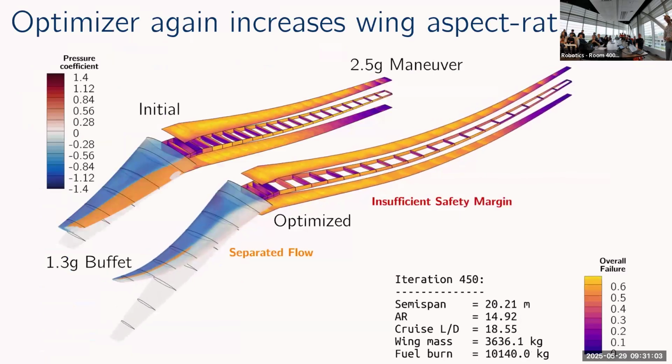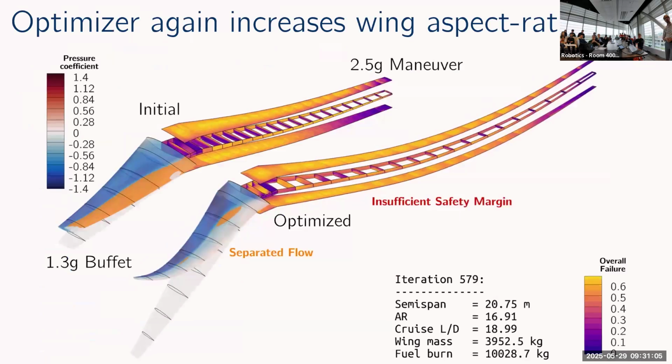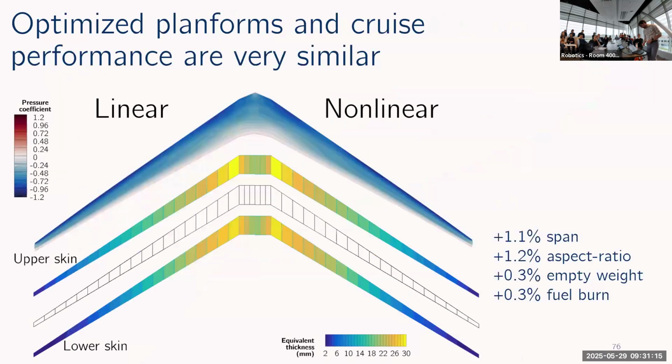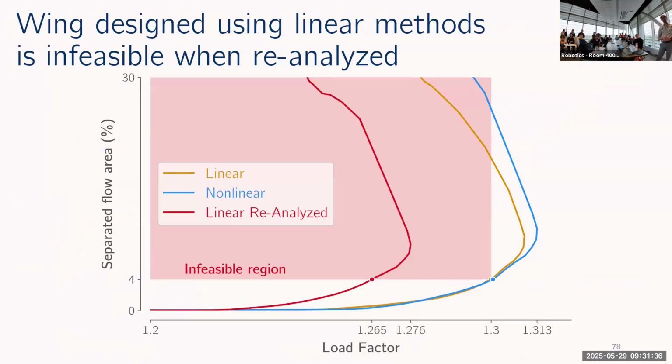And again, it does greatly increase the aspect ratio of the wing, a little less than those results that I showed before. But again, if we look at the planforms and overall performance of these two designs, they're pretty much as similar as they were before. So like a 1% difference in the wingspan and a 0.3% difference in the fuel burn. But something that changed perhaps a little bit more is the buffet behavior themselves.